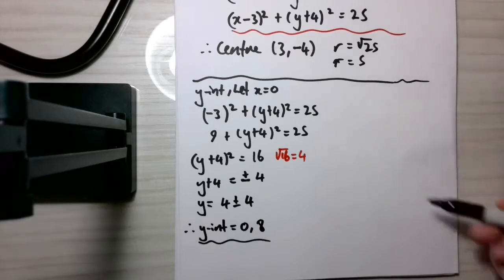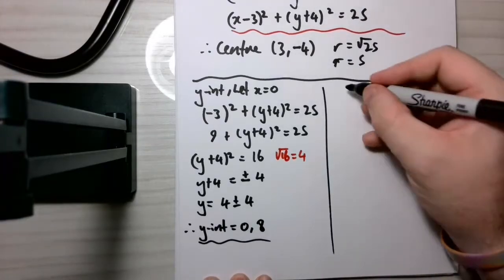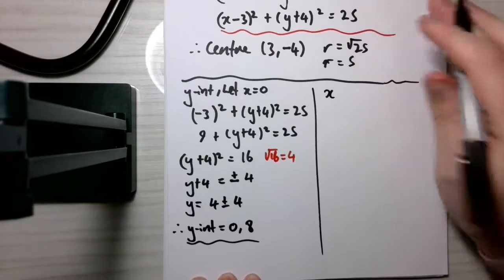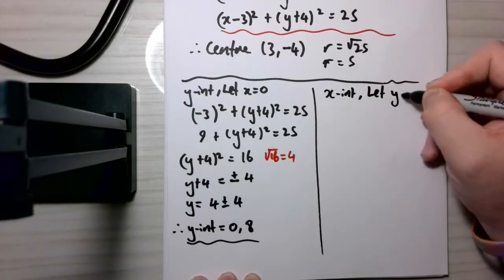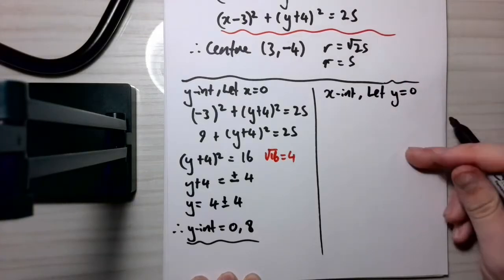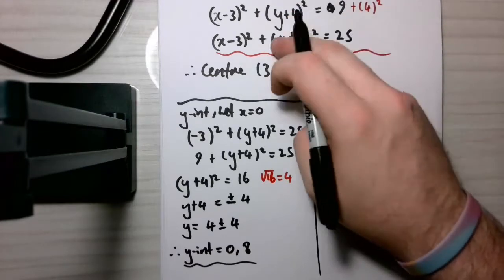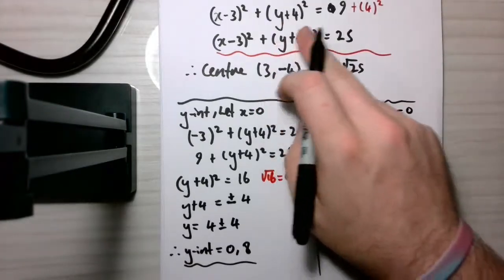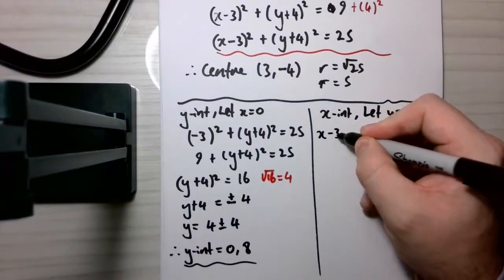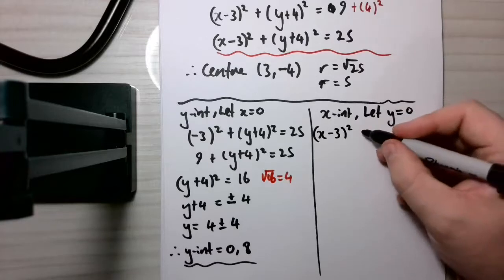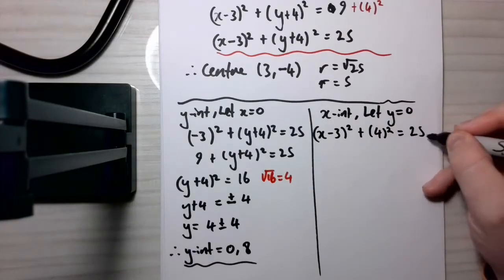Alright, now I'm going to draw a line down the middle of the page, and now we're going to find our x-intercepts. And if you refresh yourself, to find our x-intercepts, we let y equal 0. So now, I'll just bring this down a little, that means we're going to let this y in this bracket equal 0. So we're just going to have a plus 4 all squared. So we're going to be left with x minus 3 all squared plus 4 squared equal to 25.